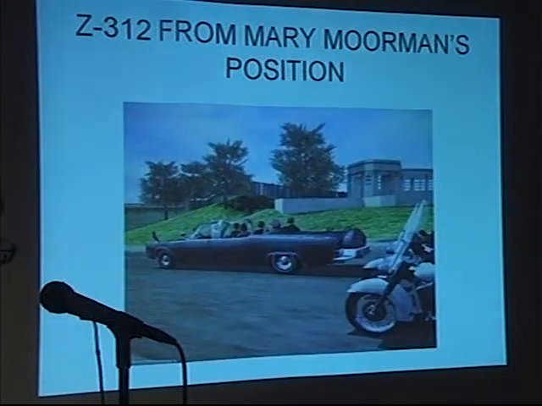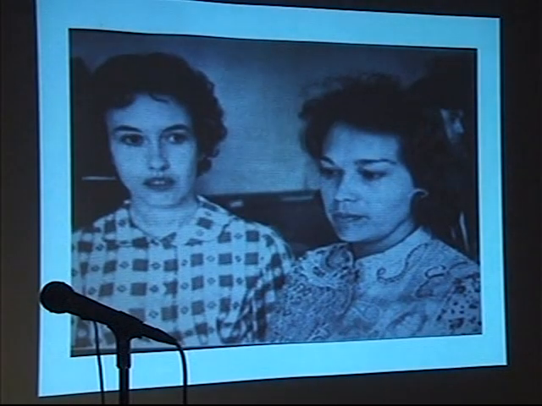Next slide. Here's a view of Mary Moorman's position. This motorcycle policeman, Officer Hargis, gets splattered with fragments of bone that go into his vest and stick in his vest. And here's the grassy knoll. Next slide. Let's see, Mary Moorman and Jean Hill. Next slide. And here is Jean Hill and Mary Moorman.